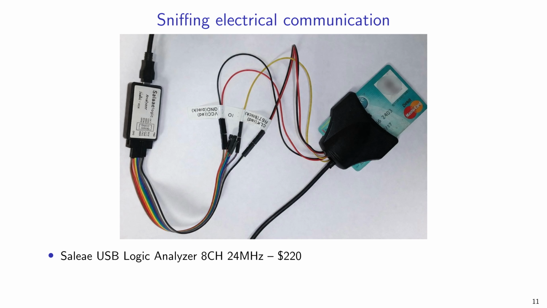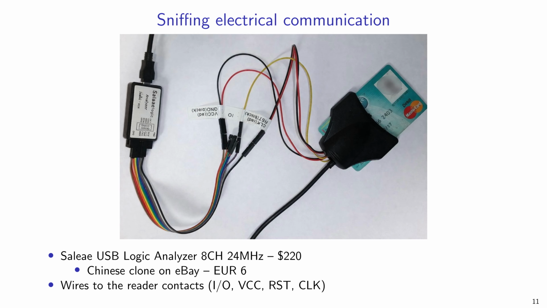This analyzer can perform 24 million measurements per second and will send a bit 1 to the computer if there was voltage and 0 if there was not. As you can see, it has 8 wires, so it can sniff 8 connections in parallel. This logic analyzer is quite expensive, but you can buy a Chinese clone on eBay for only €6. In fact, the device shown in this picture is the cheap clone.